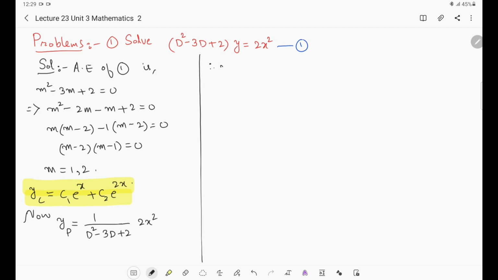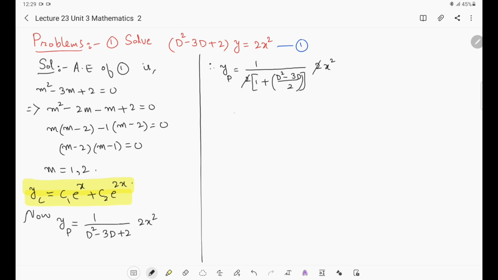Therefore yp equals, you can take 2 outside. When we take 2 outside, what will remain? 1 will remain, plus d square minus 3d will remain, which is divided by 2 because 2 is taken out, into 2x square. Right, 1 plus d square minus 3d by 2. Now this 2 and 2 can be cancelled out. Now it is in the form of 1 plus phi of d.